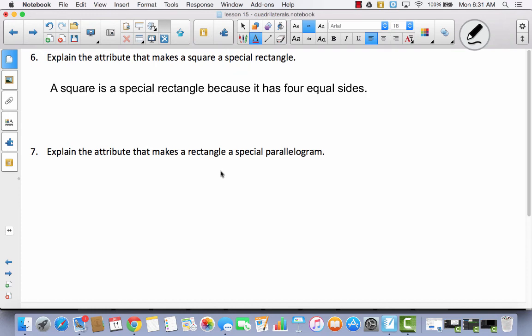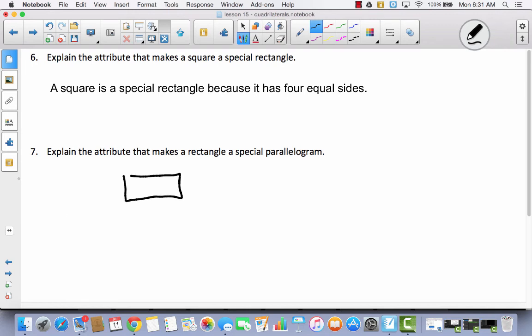Explain the attributes that make a rectangle a special parallelogram. So think about this. You don't have to draw this, but I want you to think about this for a minute, okay? I'm going to draw this just so you can have a comparison, okay? Here's my rectangle, and I'm not using a straight edge, so bear with me here. My rectangle looks like this. This is not beautiful, but this is my rectangle. And then I have a parallelogram.